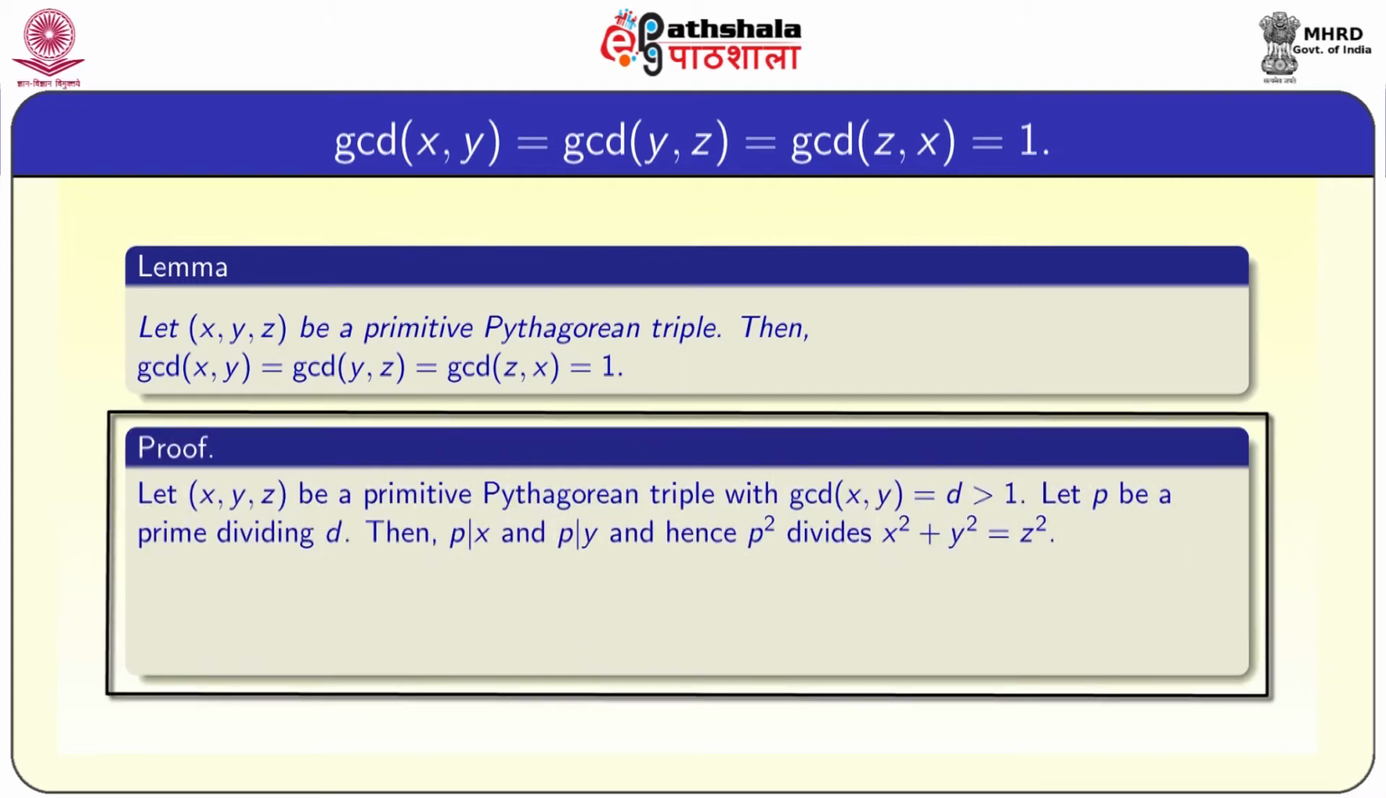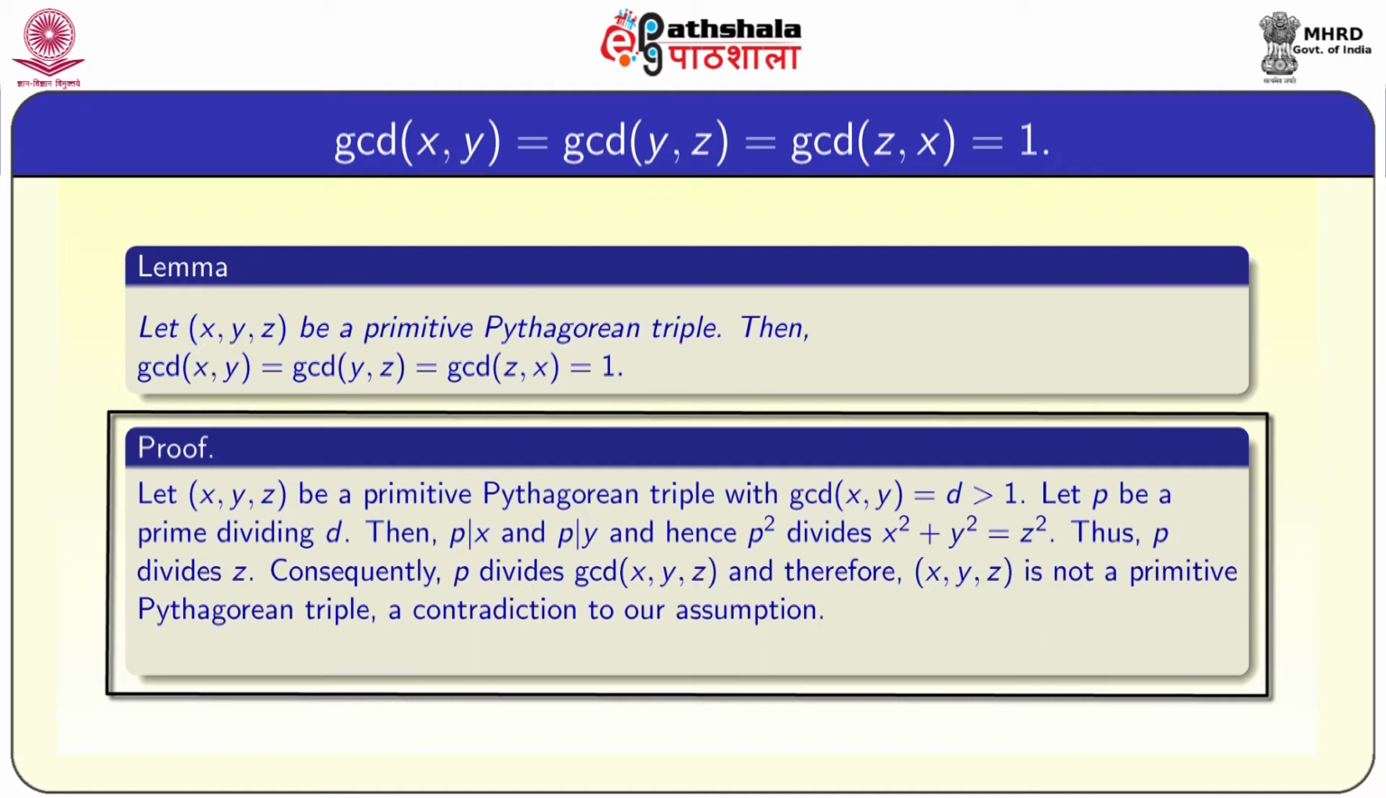The proof is easy. Let x, y, z be a primitive Pythagorean triple with GCD of x, y equal to d greater than 1. Since every number greater than 1 has a prime factor, let p be any prime dividing d, then p divides x and p divides y. Then it is easy to see that p square divides x square plus y square, or p square divides z square. That means p divides z, which means the GCD of x, y, z is not 1. This is a contradiction, since x, y, z is a primitive Pythagorean triple. So the GCD of x, y has to be 1. Similarly, one can show that GCD of y, z and GCD of z, x are also equal to 1.